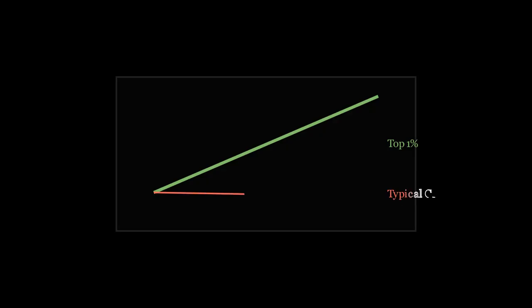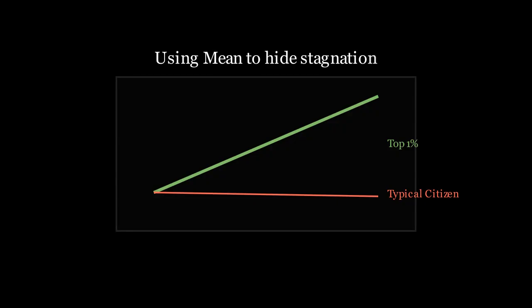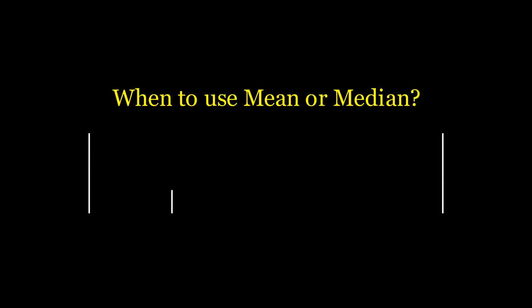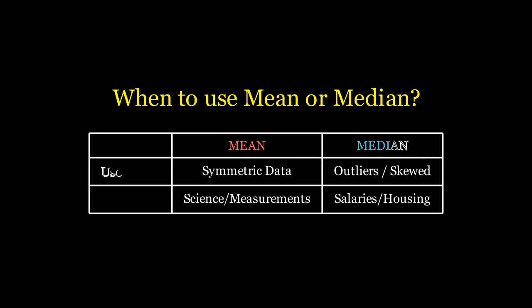Why does this matter? Because policy decisions are made based on these numbers. If a government says the average income has increased, but the median has stayed flat or decreased, it means the growth is only happening at the very top. The rich are getting richer, but the typical citizen is stagnating. Using the mean in skewed distributions is a classic way to manipulate public perception without technically telling a lie.